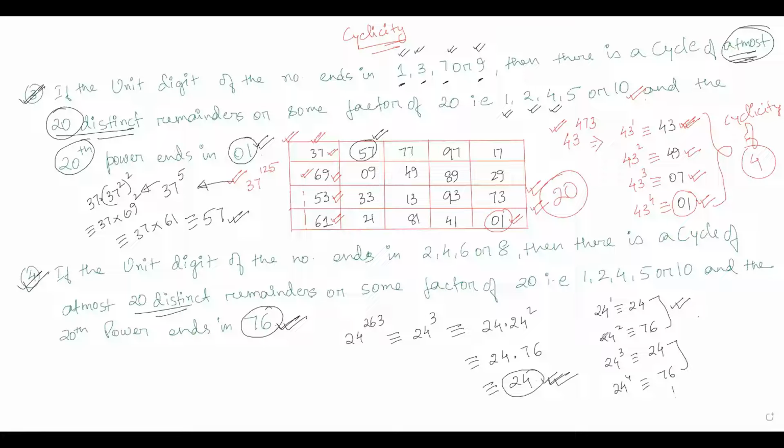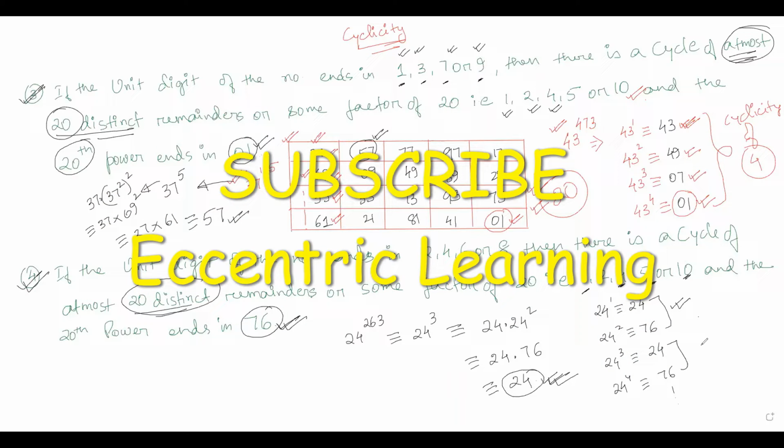In a similar way, the higher powers of some other numbers will follow a cyclicity of 1, 4, 5, or 10. So instead of remembering which number follows which cyclicity, we can simply remember that all such numbers will follow a cyclicity of at most 20 distinct remainders, from which we can find the last two digits of the higher powers of any such number.